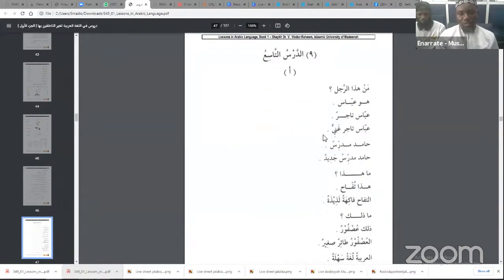So, but what do we have on Adarsul Tasir here? The lesson 9. Man hadha rajul, who is this man? The same thing like the continuation of what is coming from lesson 8. Man hadha rajul, who is this man? Huwa Abbas. He is Abbas. Very simple. Abbas Tajir. Abbas is a trader. Okay, we have Ghaniyun. I want to bring in Ghaniyun, which is an adjective to qualify or to tell us more about Abbas. I'm going to say Abbas Tajirun Ghaniyun. Say it. Abbas Tajir Ghaniyun. Correct. Abbas is a rich trader.